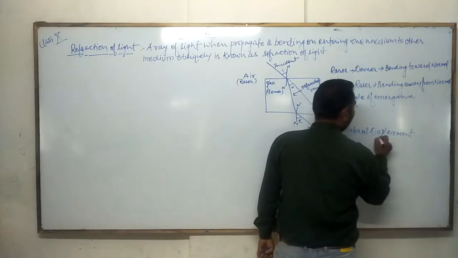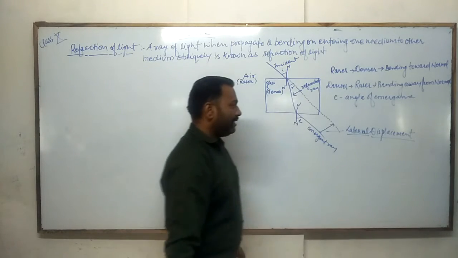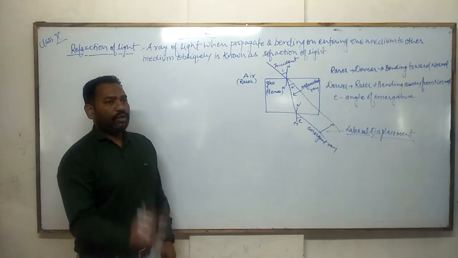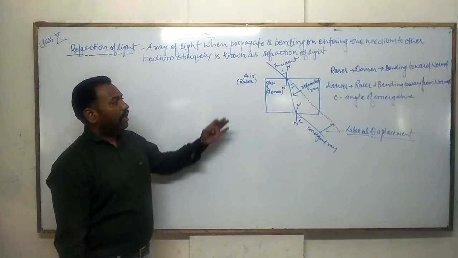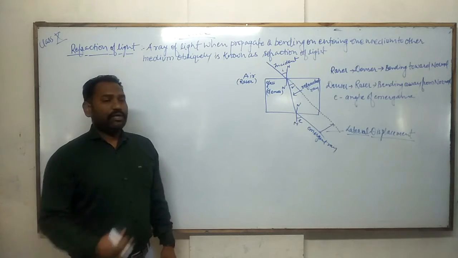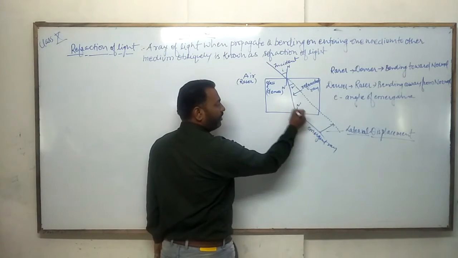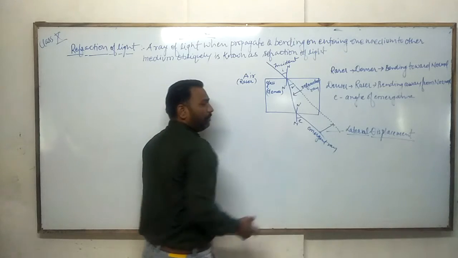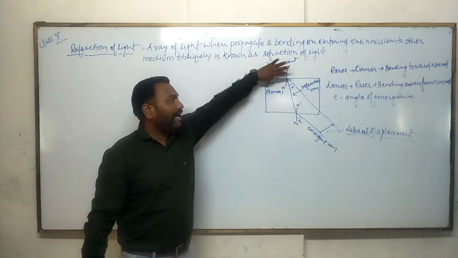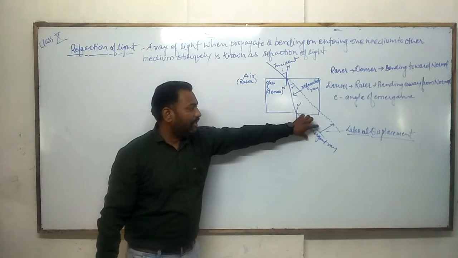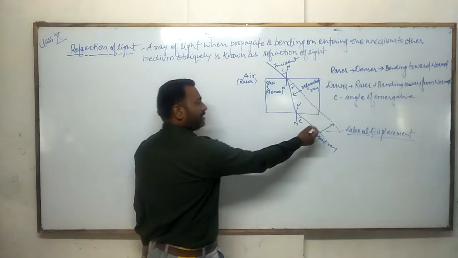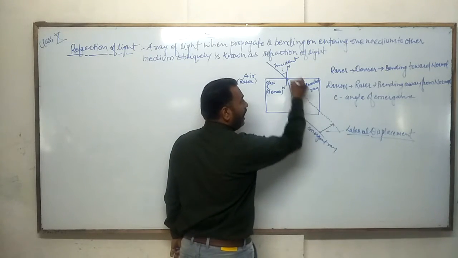What is the lateral displacement? It is the difference between the actual path of the incident ray and the new path of the refracted ray. This is the path of the refracted ray. This is also refraction, because here this is the incident ray and this is the refracted ray. So this is the difference between the actual path and the new path.